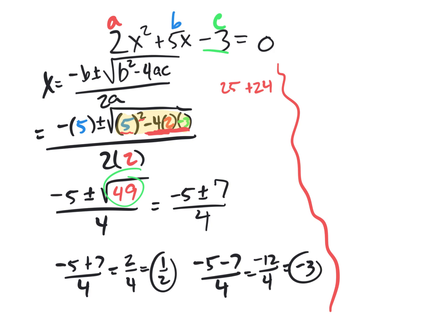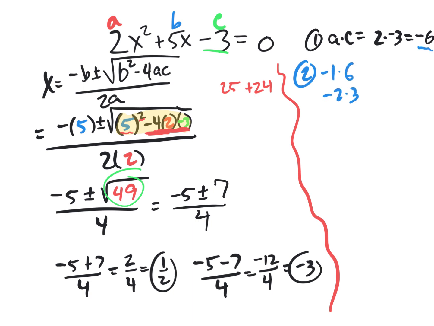Step 1 would be to multiply a times c. That would be 2 times -3. That is -6. Step 2, make a list of the multiples of -6. That's -1 times 6, -2 times 3. Then you ask yourself, which of these pair of numbers combines together to give us the middle value, +5? Oh, that would be the -1 plus 6. That would give us a +5.